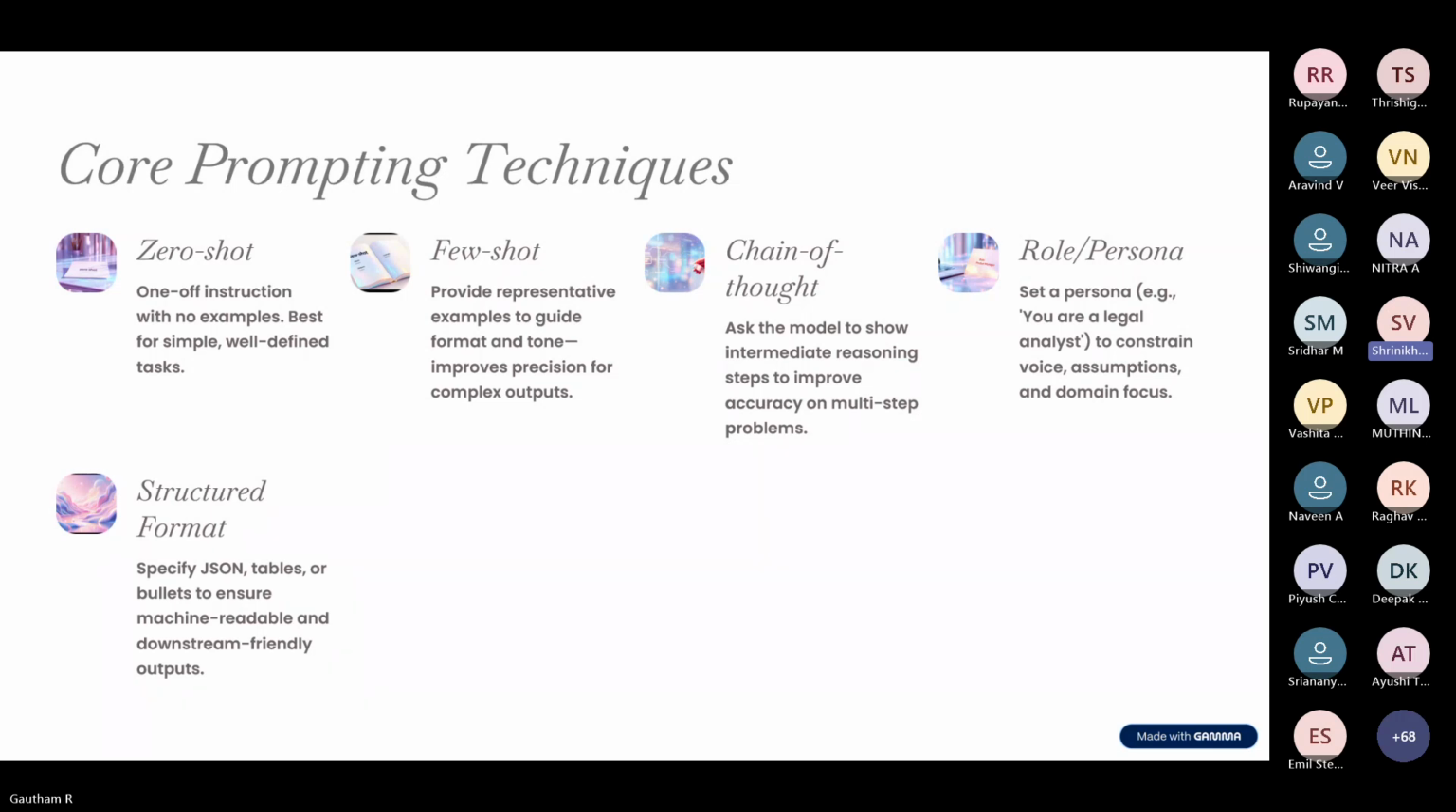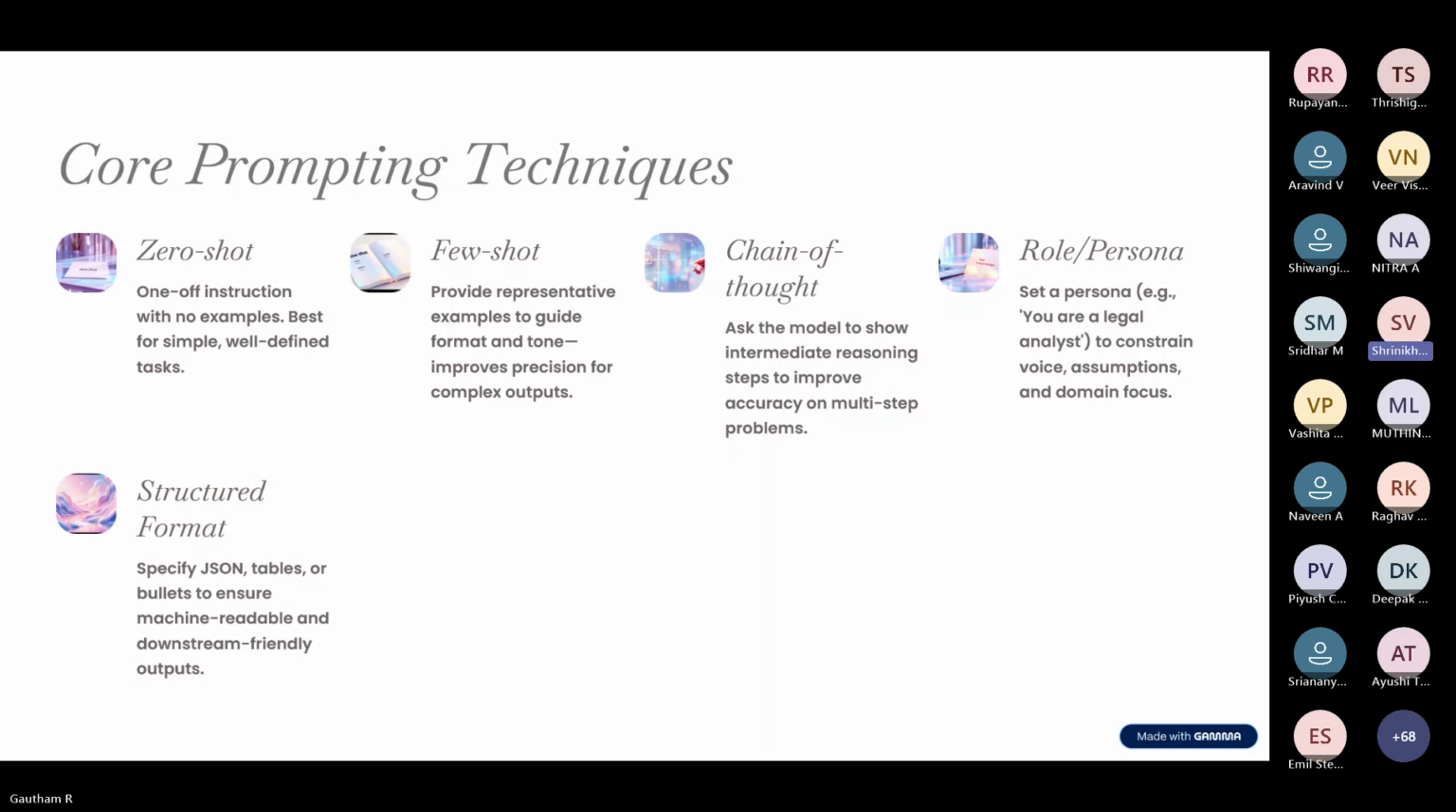There are four core prompting techniques which I want to talk about. The main techniques are zero-shot prompting, with direct instructions without examples. Then there is few-shot prompting, which provides examples to guide format and tone, so it is useful for structured outputs. Then the next one is chain of thought, where we ask the model to reason step by step. It can improve accuracy in multi-step tasks.